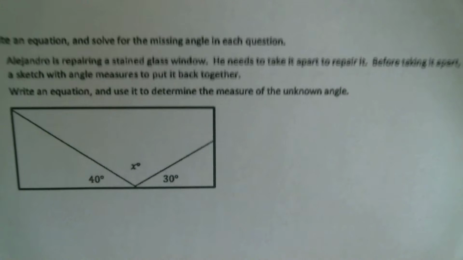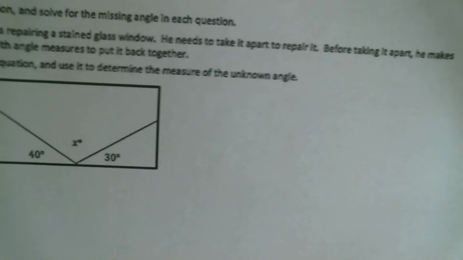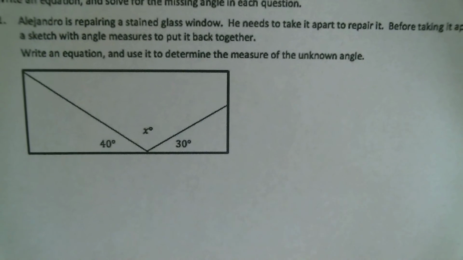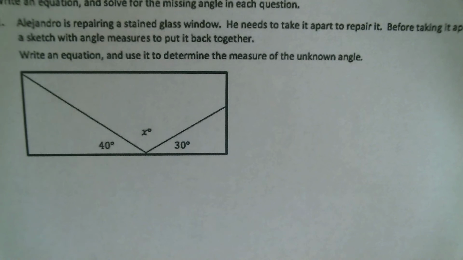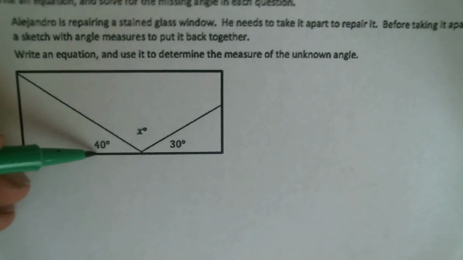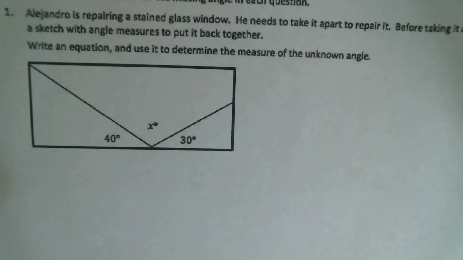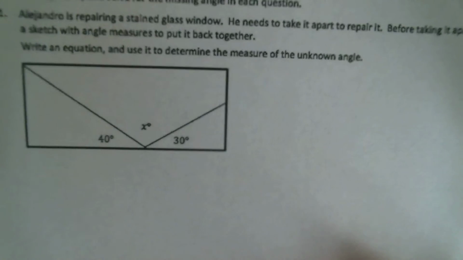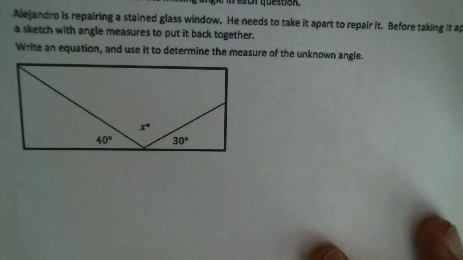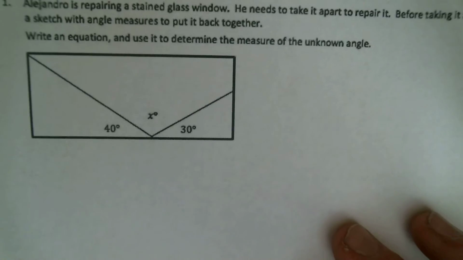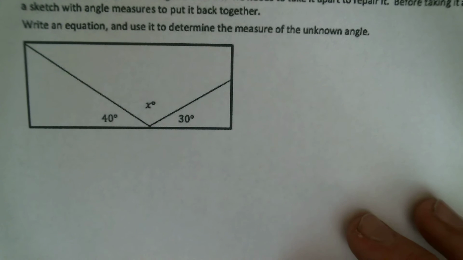But before taking it apart, he has made a sketch with the angle measures to put it back together, so he knows. But he really only needs to measure 2 of the angles because he can figure out the third. That'll make his life a little easier. So what we want to think about is how we can use our MathWriter CFS here to start to build a really awesome explanation.